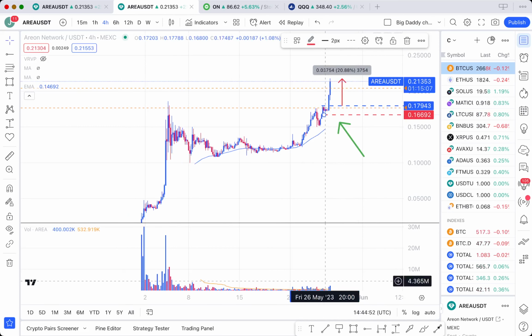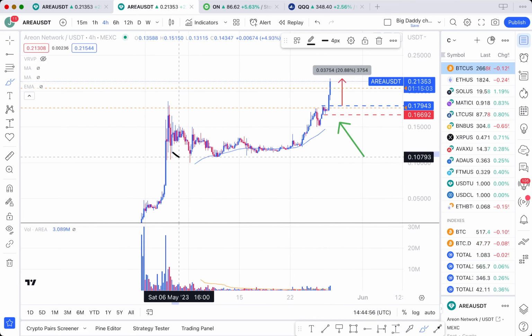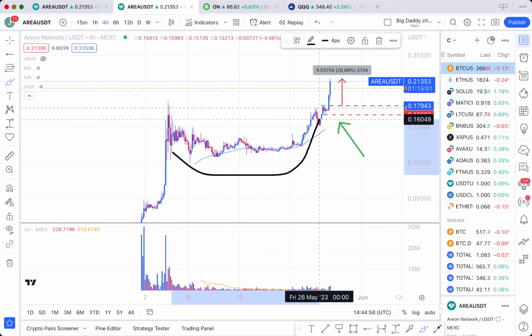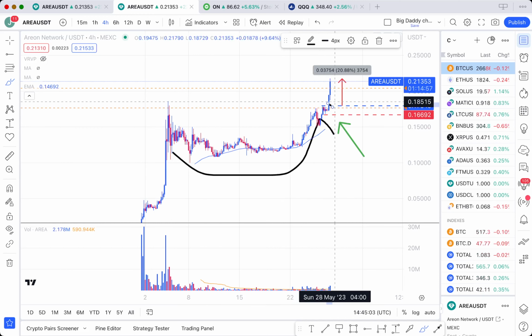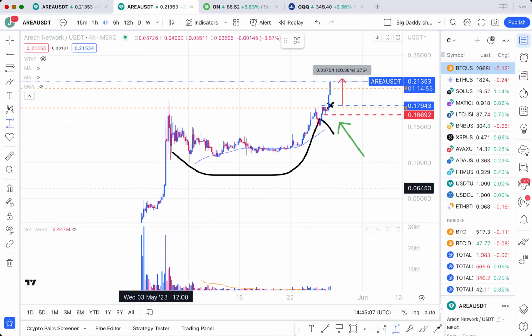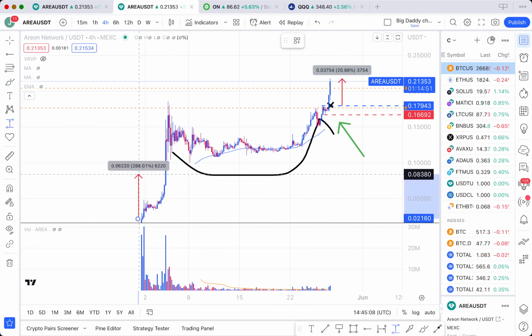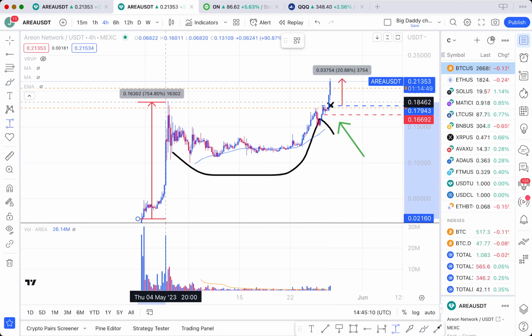This is a beautiful cup with handle. Let me just draw this for you. This is the cup, and this is the handle over here. The breakout, of course, would be over here in this blue dotted line. You can see that we had a prior uptrend right before that over here. This is the perfect uptrend of around 700, almost 800%.